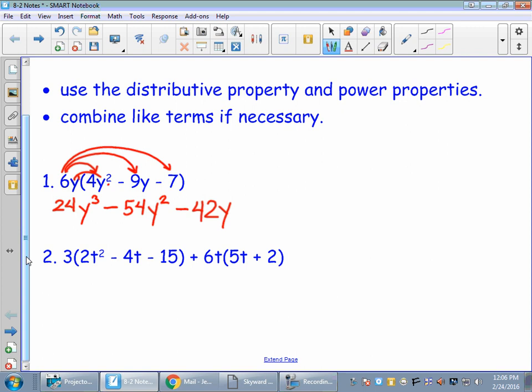We look real quick. I see a bunch of y's, but this one's y cubed. The second term is y squared, and the third term is y. So I can't combine any of them together. This is your simplified product.